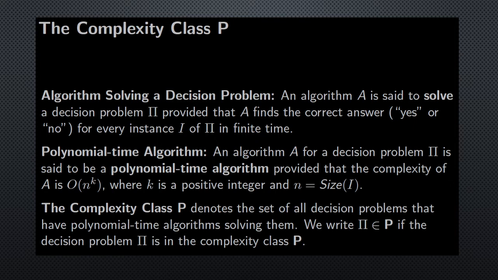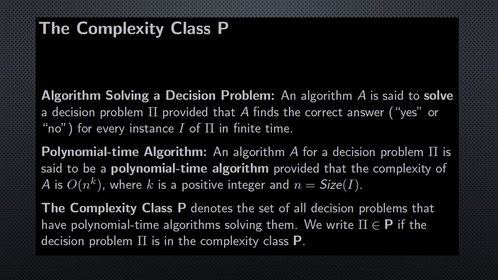So what's an algorithm that solves a decision problem? Well, an algorithm A solves a decision problem pi, provided that A finds the correct answer, yes or no, for every instance I. So it has to be a single algorithm that will work for all possible inputs. And it has to solve every possible input, producing the correct answer in finite time for each input. There can't be any input for which it runs in infinite time, or for which we don't know if it terminates. That would not be an algorithm to solve a decision problem. Termination is part of arguing that an algorithm actually solves the problem.